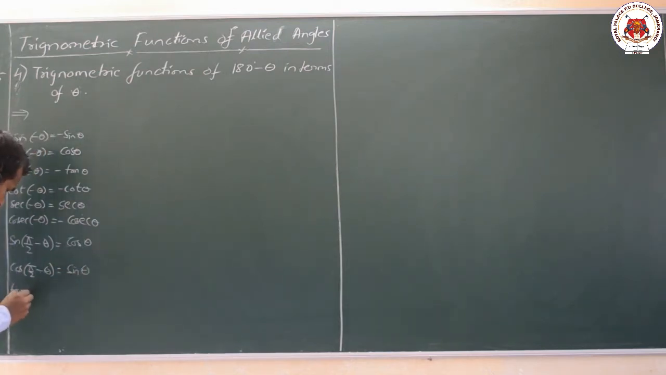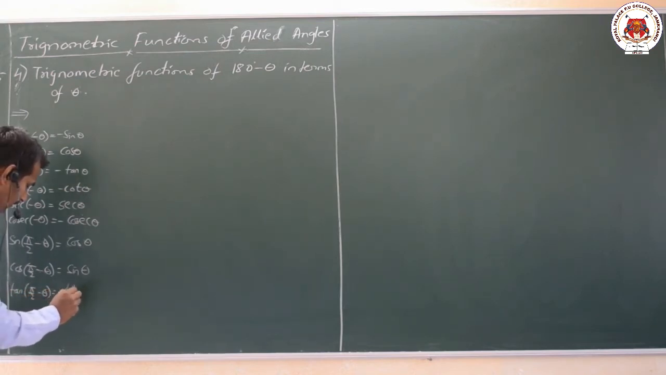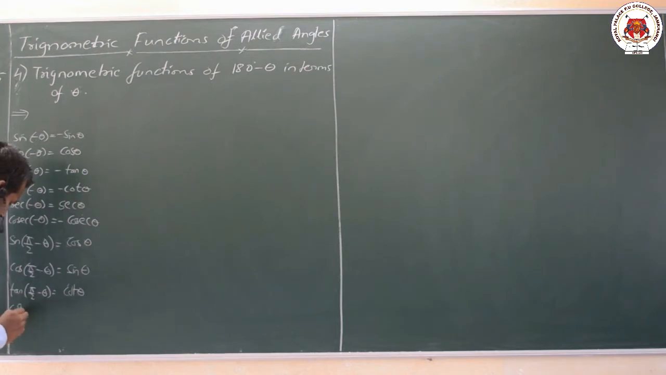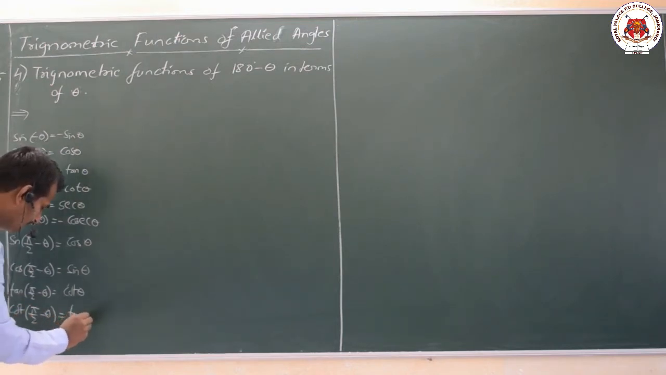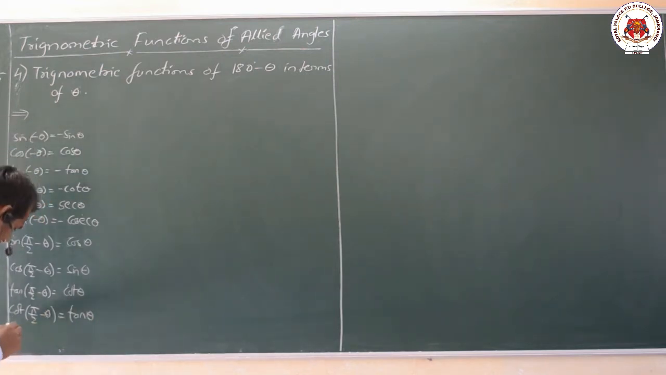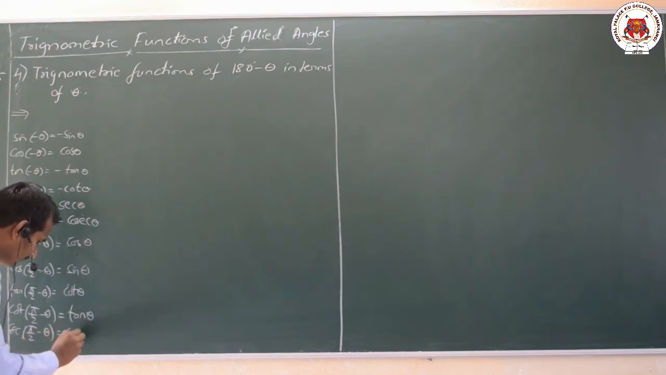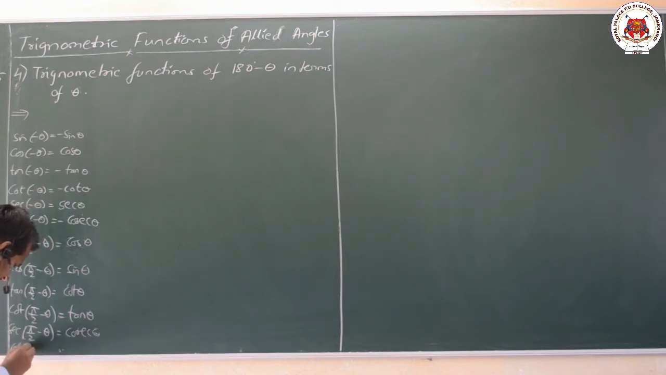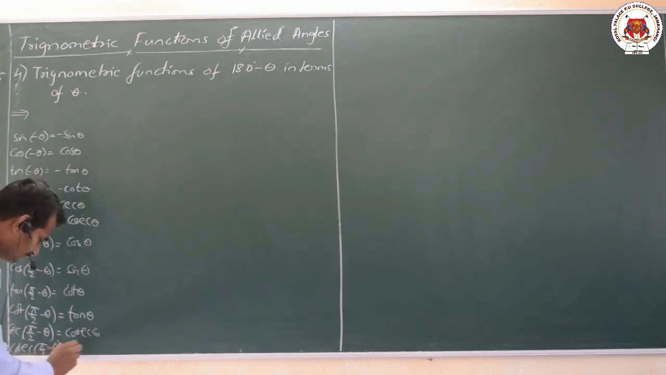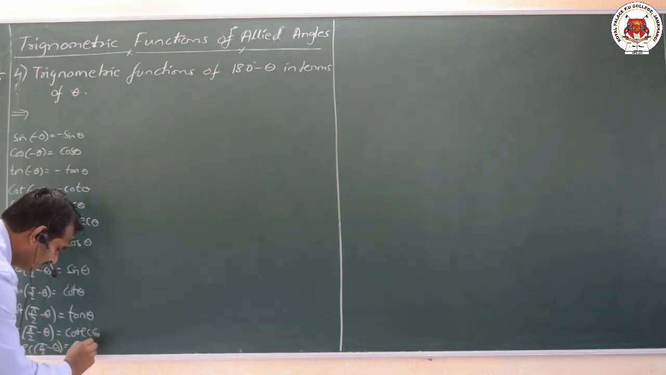Then tan of pi by 2 minus theta is nothing but cot theta. Then we have cot of pi by 2 minus theta, which is nothing but tan theta. And then secant of pi by 2 minus theta is nothing but cosecant theta. At last, cosecant of pi by 2 minus theta, the value will be secant theta.